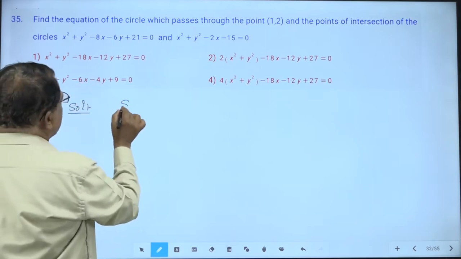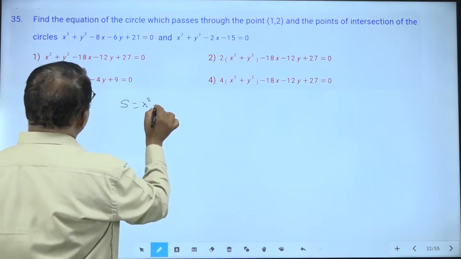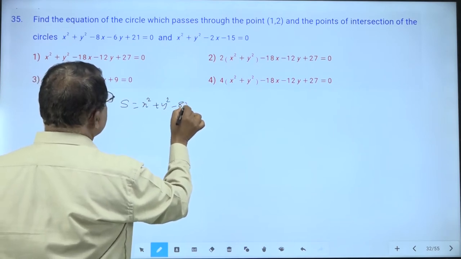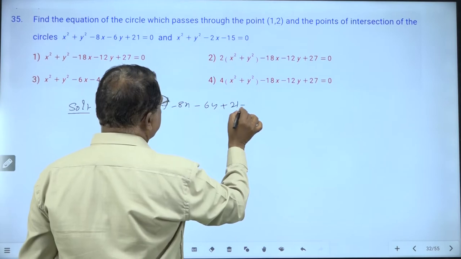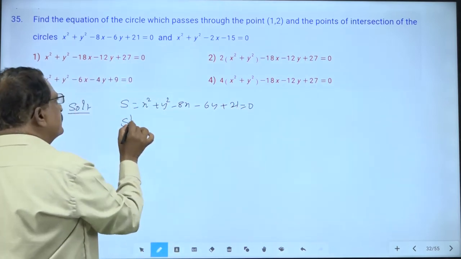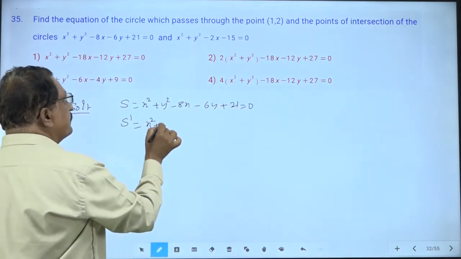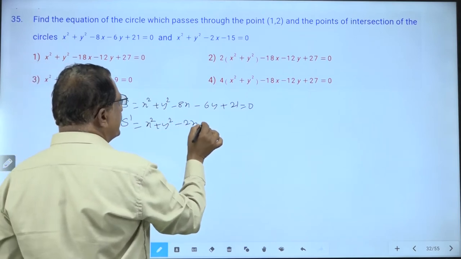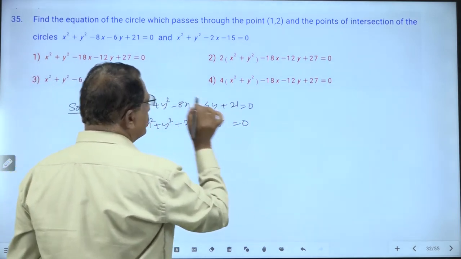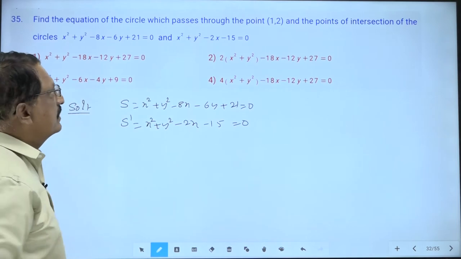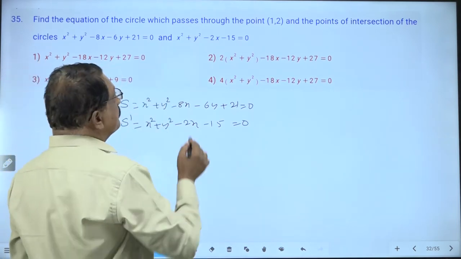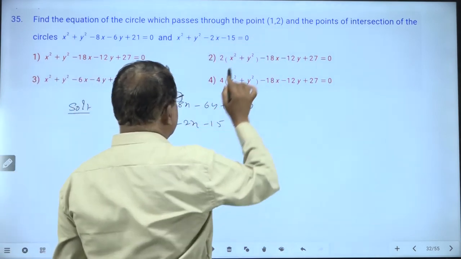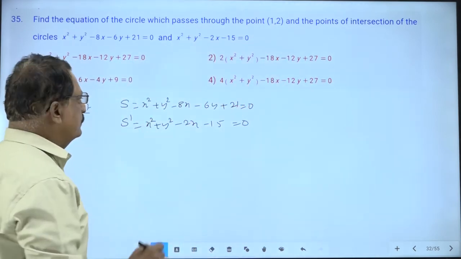Now, solution. Here, given two circles. One circle S equals x square plus y square minus 8x minus 6y plus 21 equals 0. Second circle equation: x square plus y square minus 2x minus 15 equals 0. Now, required: the equation of the circle passing through (1, 2) and the points of intersection of these two.